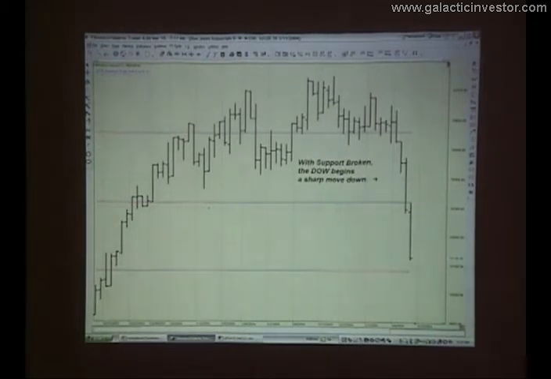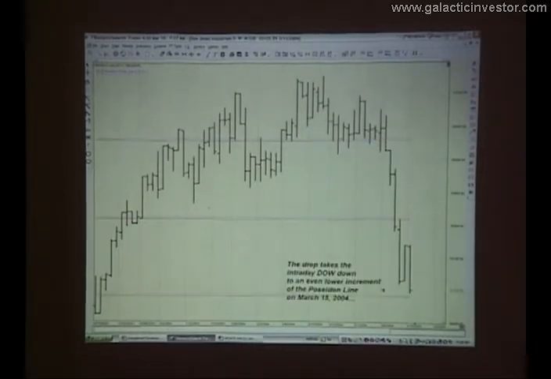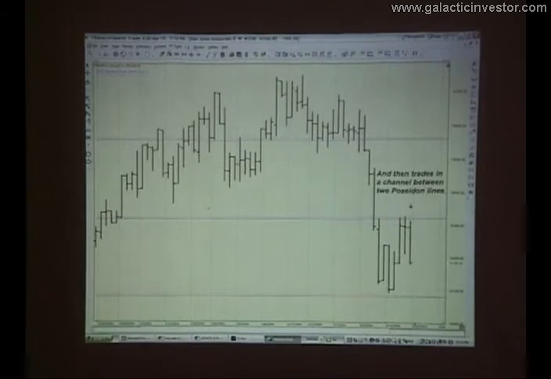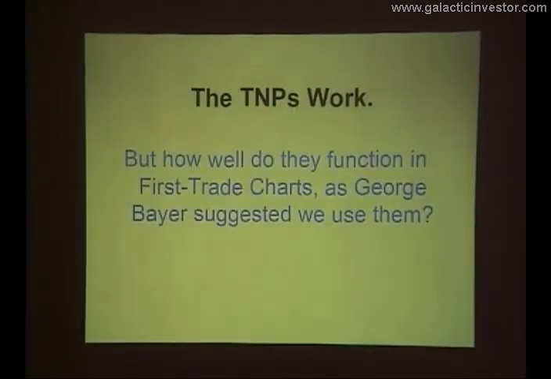Poseidon support broke, and the Dow went down until mid-March and began to trade in a range below a lower increment of the Poseidon line. So Poseidon and the Dow, worth playing with, worth looking at. It bounced off that line then, stayed in a channel between those lines for a while. It's a tough market to trade.